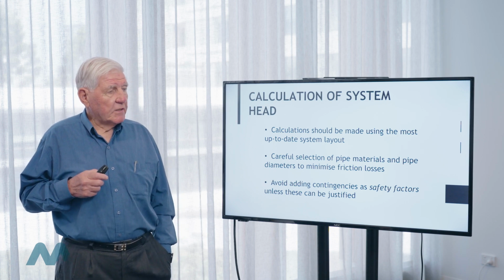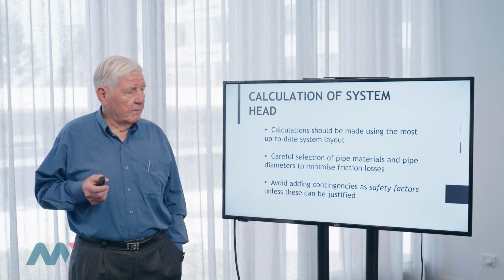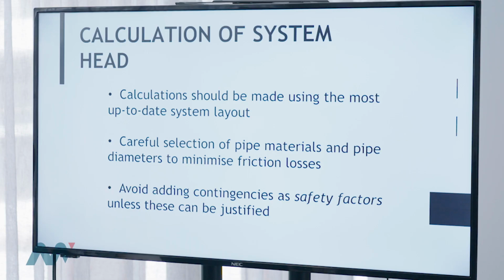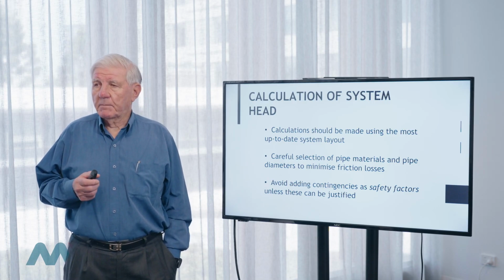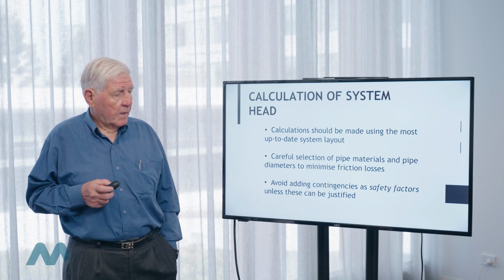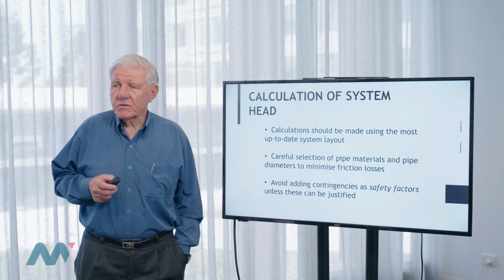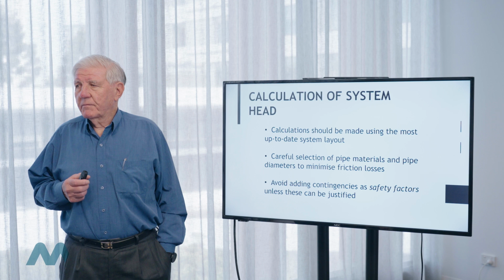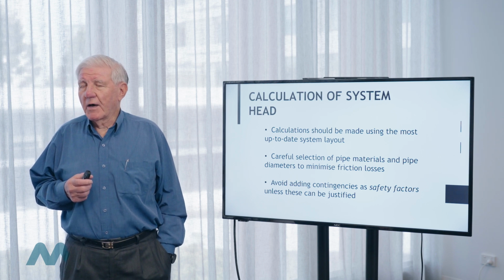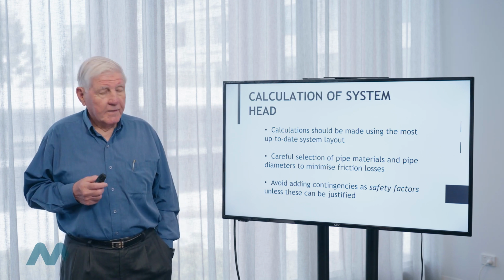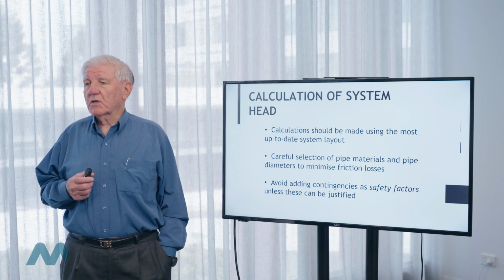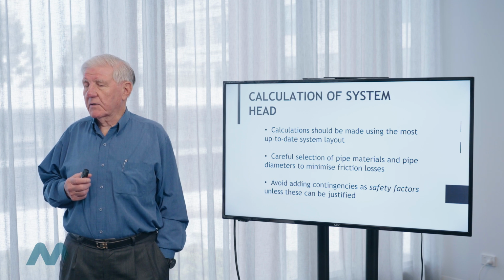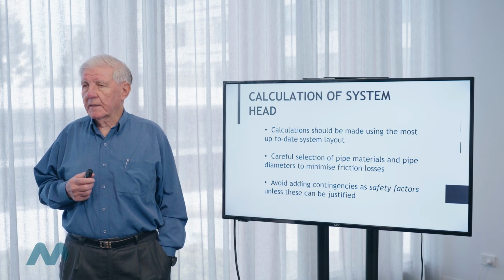You need careful selection of the pipe sizes and the pipe materials to give you the minimum friction loss, because friction loss equals power consumption. The more losses you've got in friction, the higher your power consumption will be. And you need to avoid adding contingencies or fudge factors. "I don't know, so I will guess." That's not the way we should approach pump selection, particularly not at the time you're actually going to select the pump and manufacture it or customize it to meet the duty.